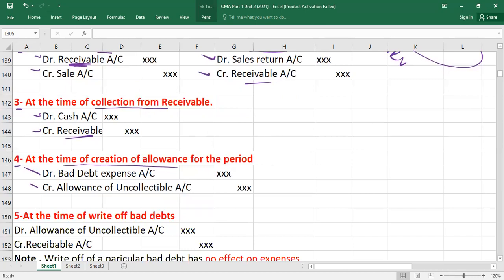Clear, guys? I already told you, this will be recorded as an expense in your income statement. And this allowance will be transferred to the allowance ledger, which will help you to get the closing balance of allowance, and then you will deduct it from receivables on the balance sheet. Right?